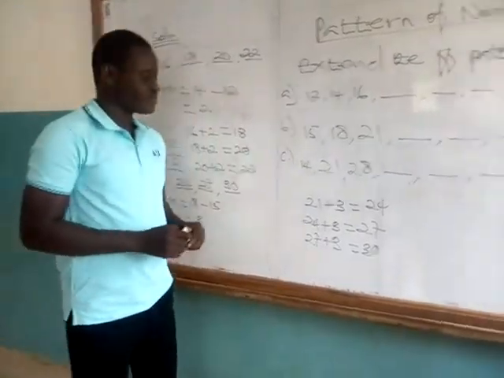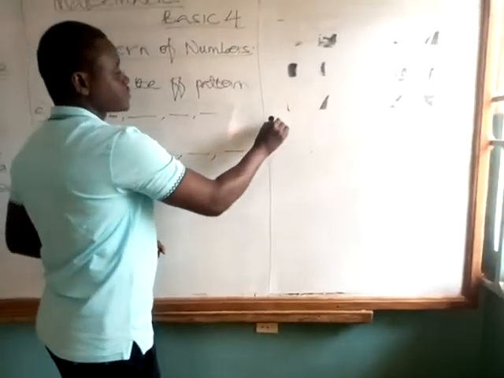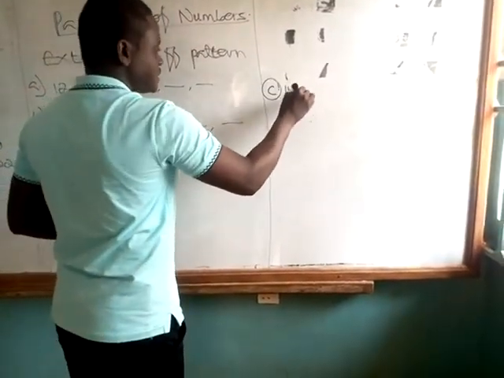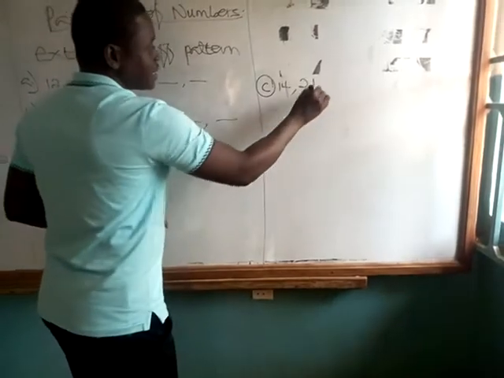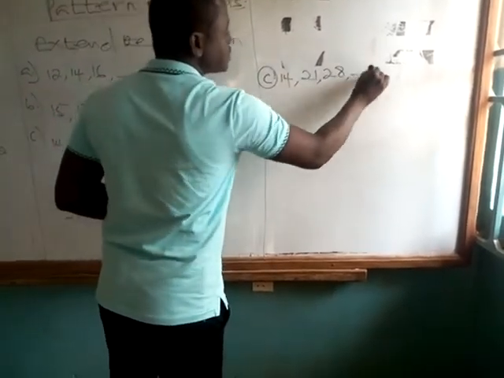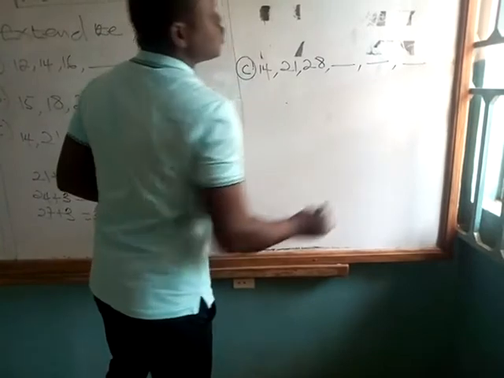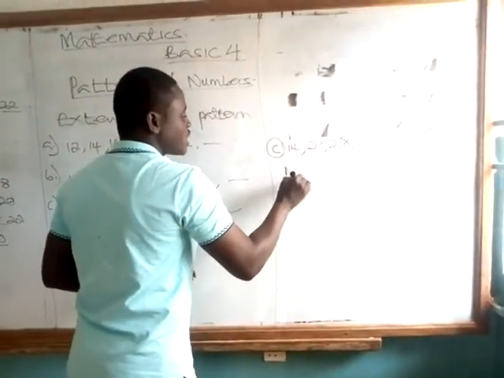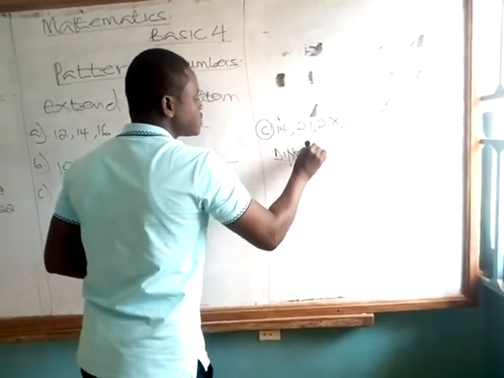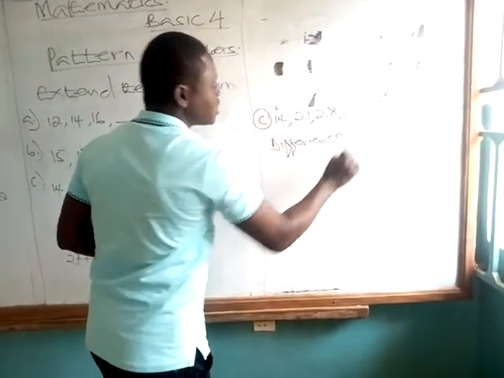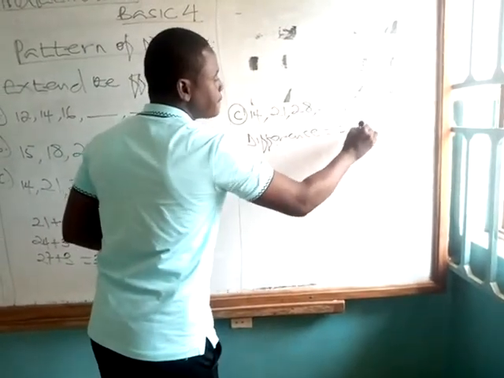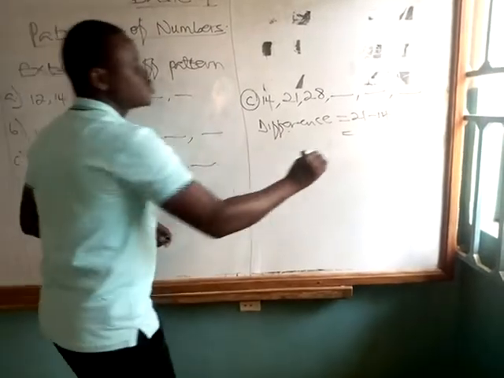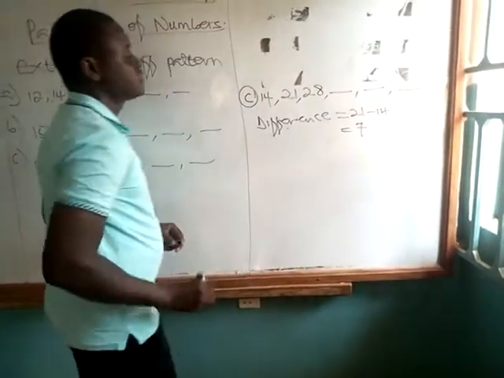Example 3, that is C. In C, we are given 14, 21, and then 28. To extend this pattern, again, you find your difference. So we have difference equals 21 minus 14. And that will give you 7.